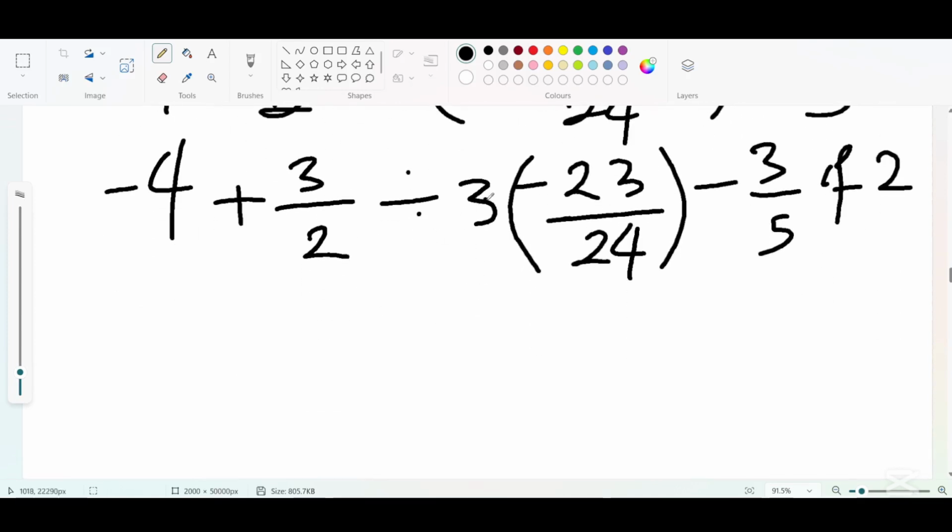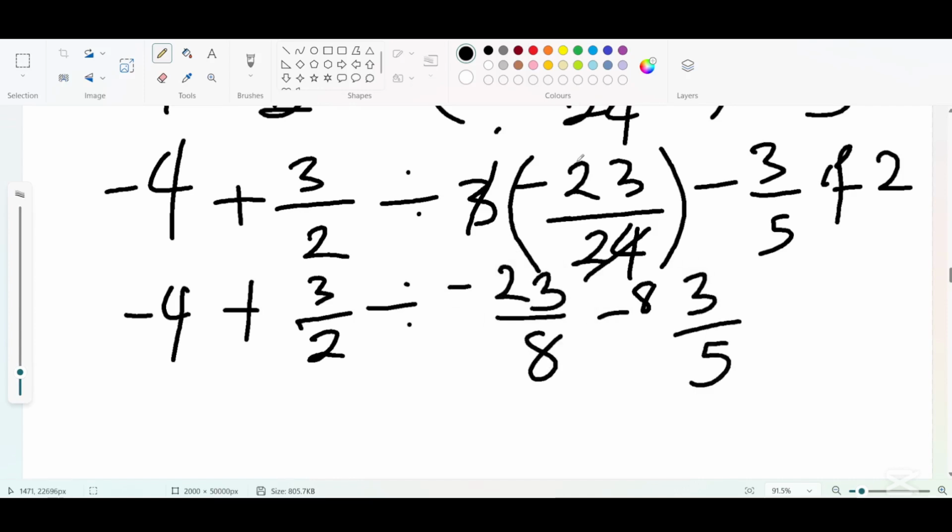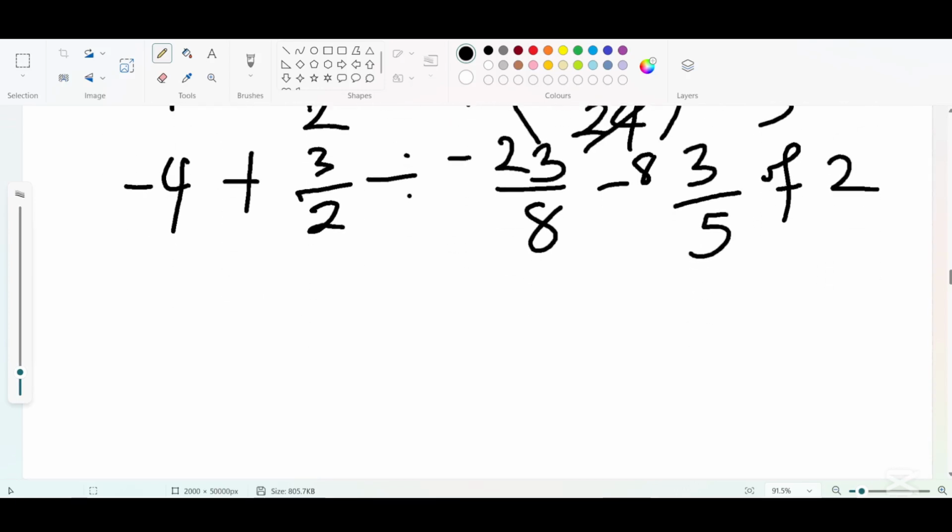So we'll open the bracket, with this number that is attached to the bracket multiplying the bracket. If there is any cutting, we can also cut. So 3 here 1, 3 here 8, right? Now we're left with what? Minus 4 plus 3 all over 2 divided by minus 23 all over 8 minus 3 all over 5 of 2. So at this point the bracket is gone, right?